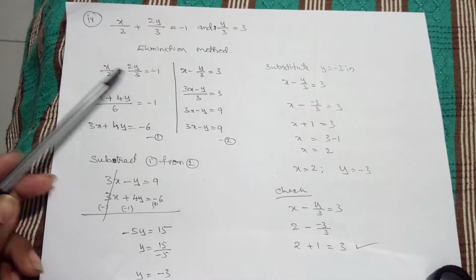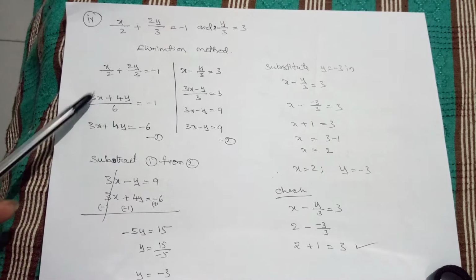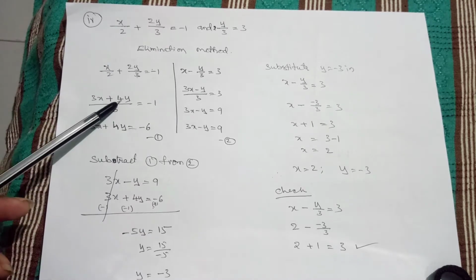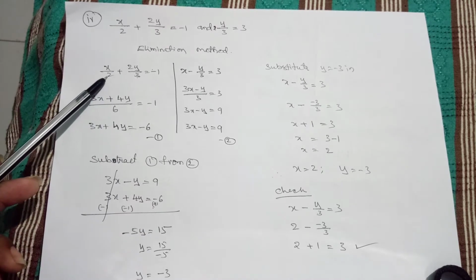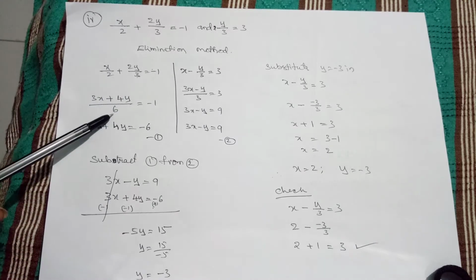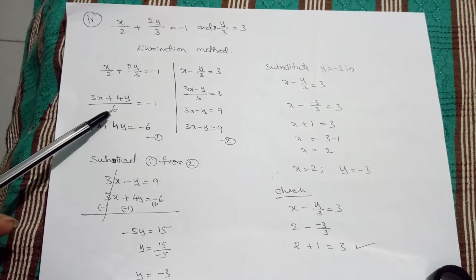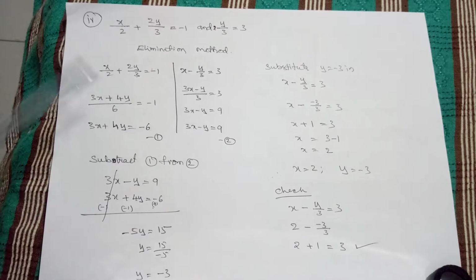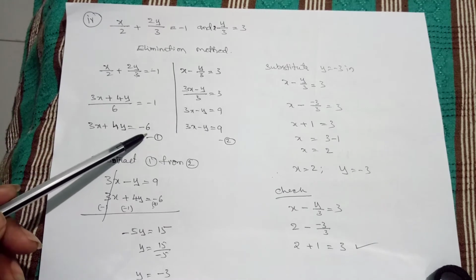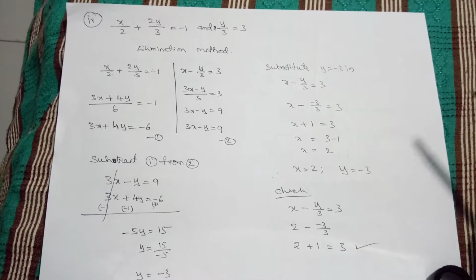Now cross multiply: multiply both the denominators, as they do not have a common denominator, that is 6. So 3x plus 4y, 2 threes are 6, is equal to minus 1, and 6 will go to the other side, becomes minus 6. So 3x plus 4y is equal to minus 6, which looks like the standard form of a linear equation.